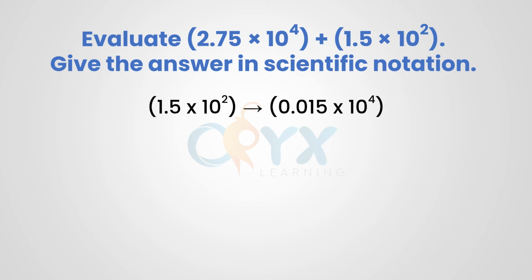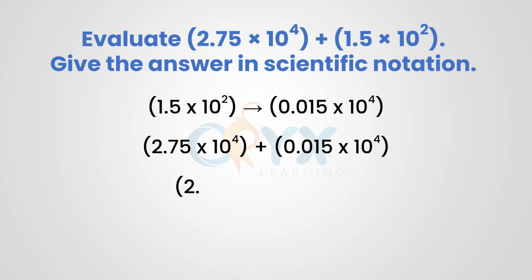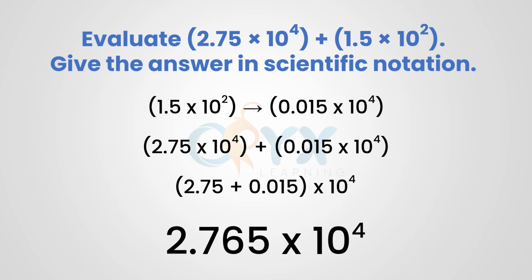0.015 times 10 to the 4th. That way their powers of 10 are the same. We will then rewrite the problem using our commutative and associative properties, making it 2.75 plus 0.015 times 10 to the 4th. Adding the values together, our final answer will be 2.765 times 10 to the 4th.